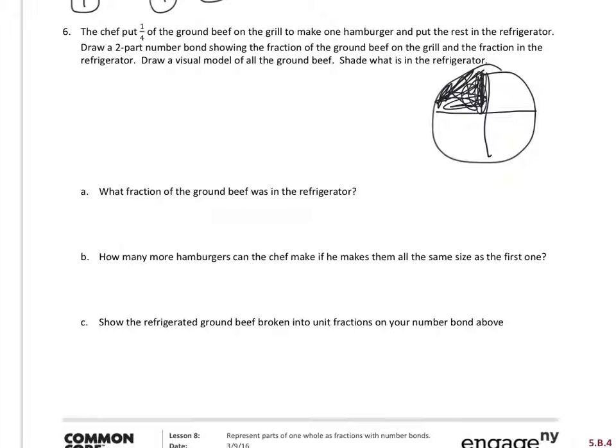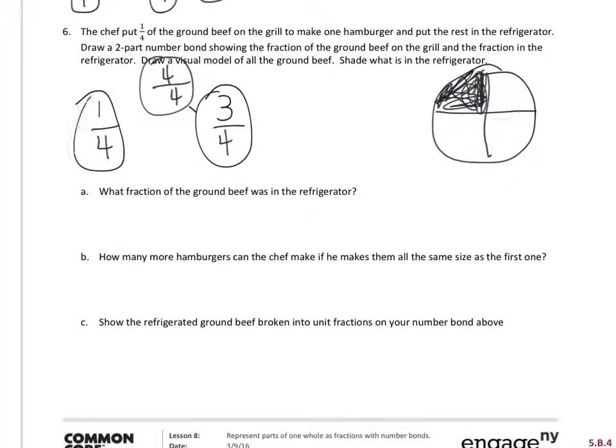So all the ground beef would be represented. Remember, we're doing quarters. So we got fourth, fourth, and fourth. 4/4 would be all the ground beef. The number shaded that he put on the grill is 1/4. And the part not shaded that he put back in the fridge is 1, 2, 3. And that would be 3/4. That's our number bond with the visual drawing of it right there.